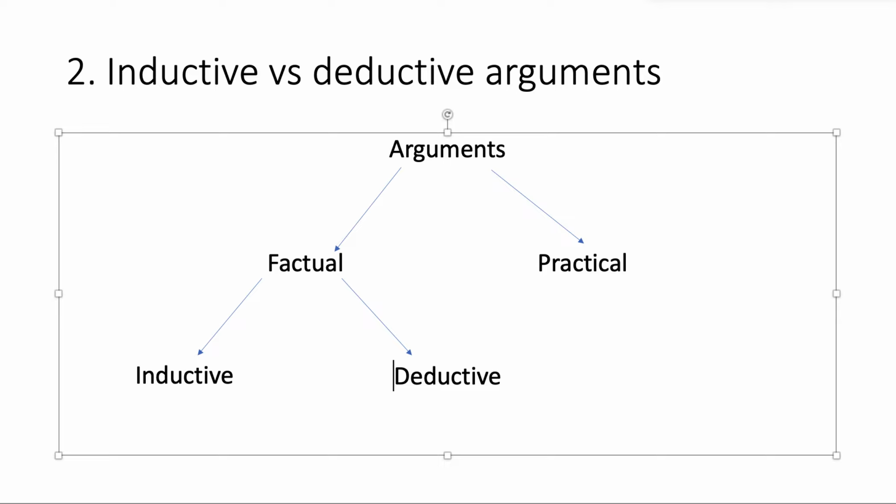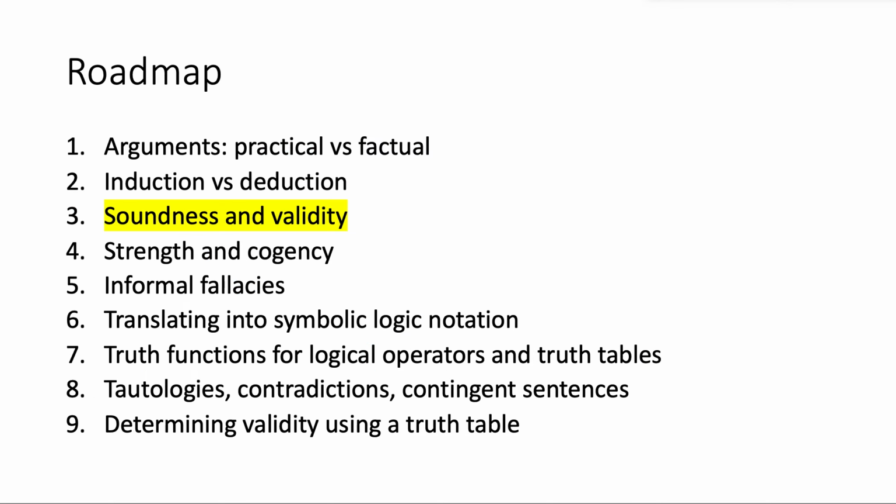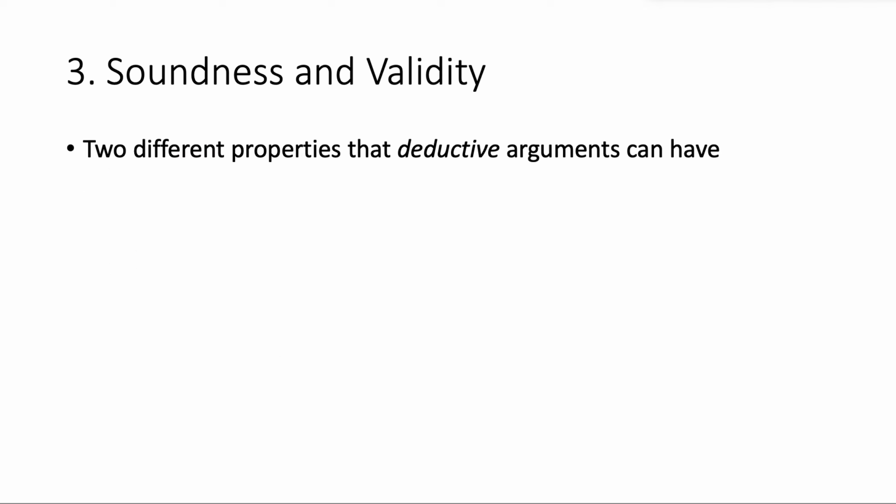Okay, so from now on, we're going to be focusing on this branch of the tree, the factual branch of the tree. All right, the next pair of concepts you need to 100% have down is soundness and validity. These are 2 different properties that deductive arguments can have. So when we talk about soundness and validity, we'd better be talking about a deductive argument.